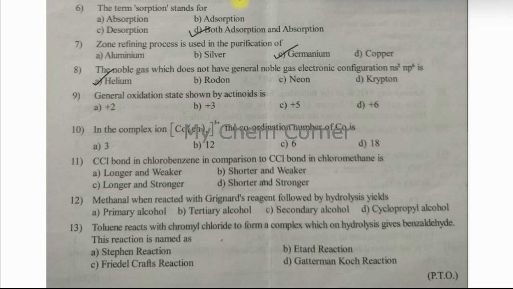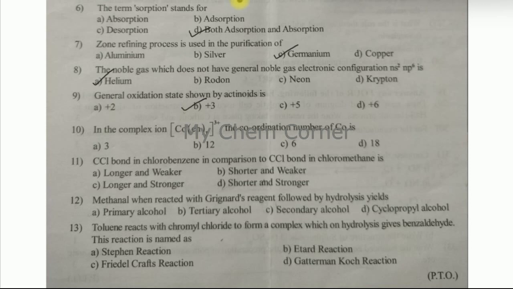The general oxidation states shown by actinoids are +2, +3, +5, and +6. This belongs to one of the characteristic features of actinoids that we're learning, that they generally show a +3 oxidation state. It comes under the general characteristics of f-block elements, the actinoids.